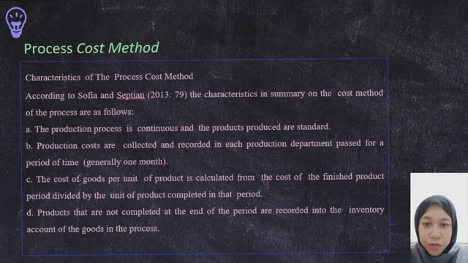Characteristics of the process cost method. According to Sophia and Septian, the characteristics of the process cost method are summarized as follows. First, the production process is continuous and the products produced are standard. Second, production costs are collected and recorded in each production department for a period of time. Third, the cost of goods per unit of product is calculated from the cost of the finished product in the period divided by the units of product completed in that period. Fourth, products that are not complete at the end of the period are recorded into the inventory account of goods in process.